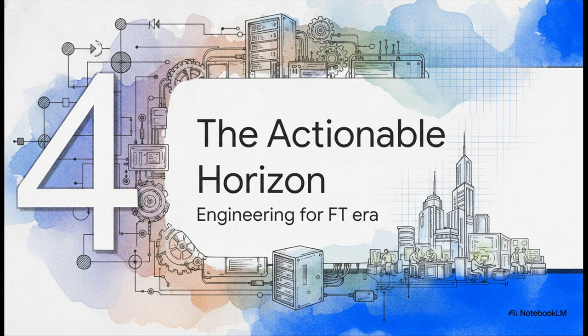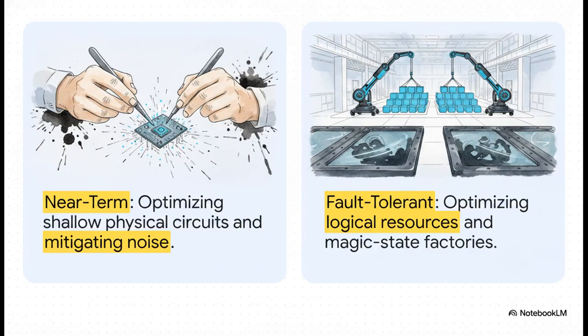This brings us to Section 4. The Actionable Horizon, Engineering for the Fault-Tolerant Era. This transition to fault-tolerant programming radically shifts what we are actually trying to optimize for. Under the near-term paradigm, engineers spend their days optimizing shallow physical circuits, trying to brilliantly route around bad physical qubits, and using statistical methods just to mitigate noise. But in the fault-tolerant paradigm, the hardware noise is completely hidden beneath that error correction layer. So the software engineer's job completely shifts to optimizing logical resources, streamlining those massive magic state factories, and integrating highly efficient application-level decoders. It's a whole new ballgame.